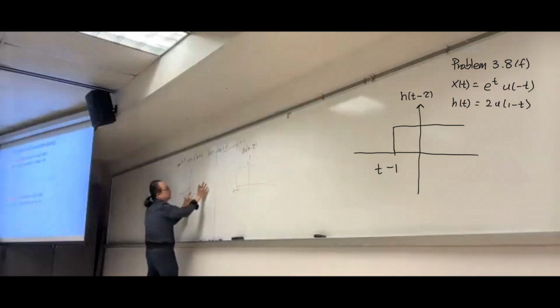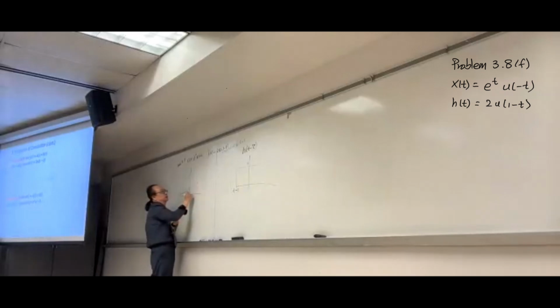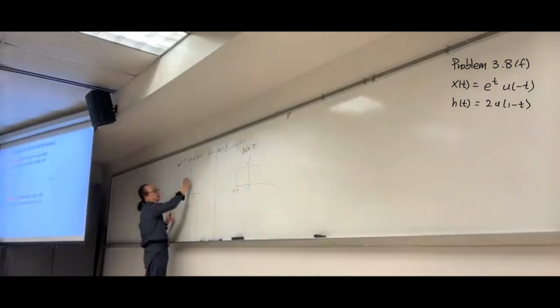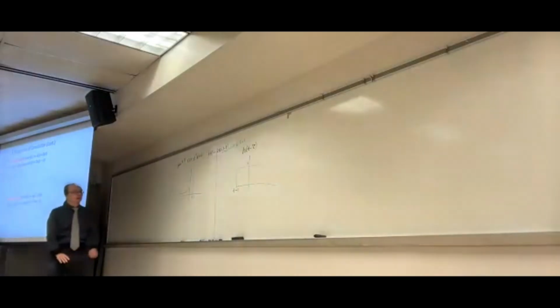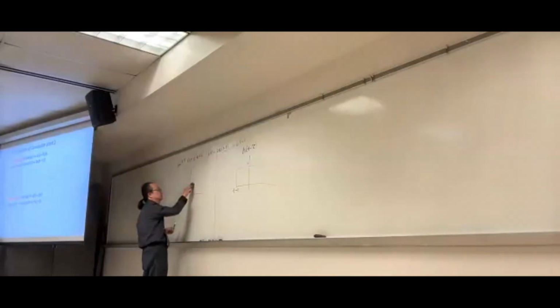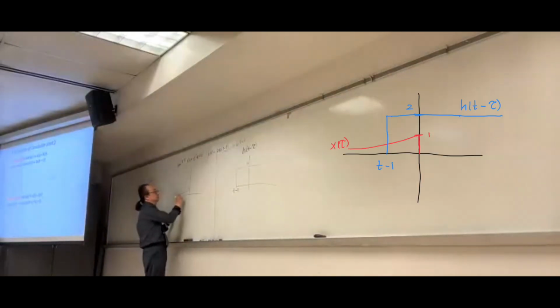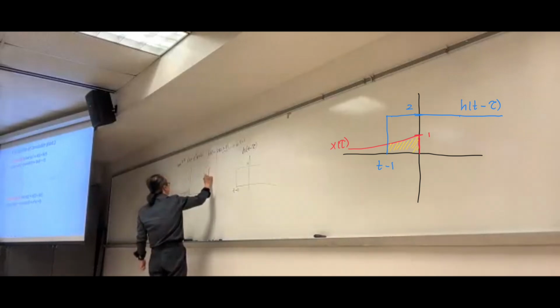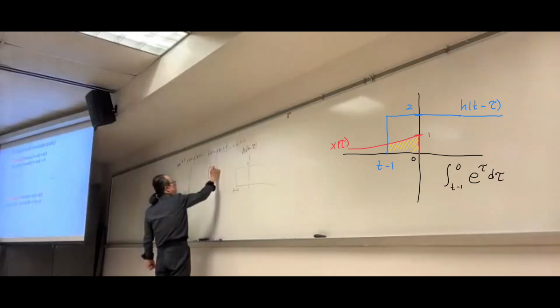And I'm going to move that with x of t. So this is t minus 1, and the height is 2. Typically, we moved to the negative side of the graph. Now, the area under the curve for both signals is the integral with lower bound t minus 1 and upper bound 0, of e to the tau d tau.